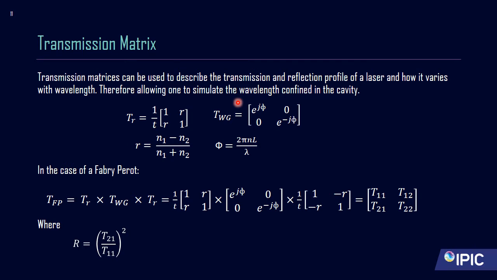So in the case of a Fabry-Perot, we have two reflections, or reflective surfaces, separated by a waveguide. So we just find the cross product of those three transmission matrices, and this results in a 2x2 matrix. We can get the reflection profile by dividing T21 by T11 and squaring it.